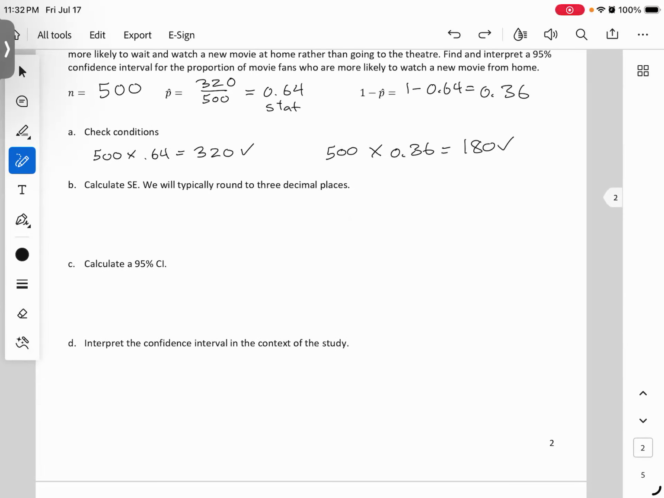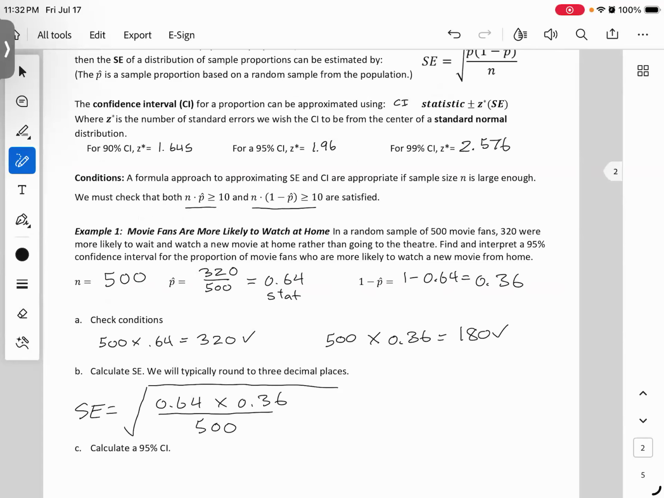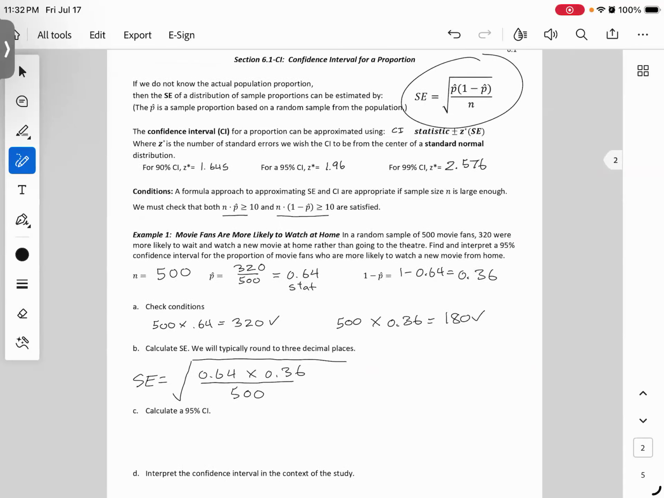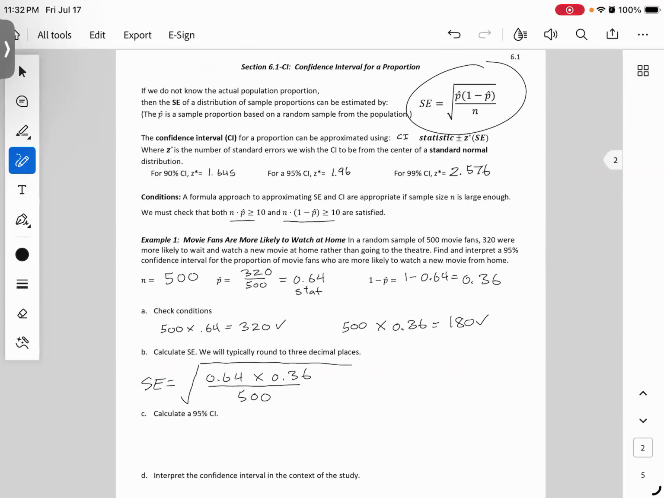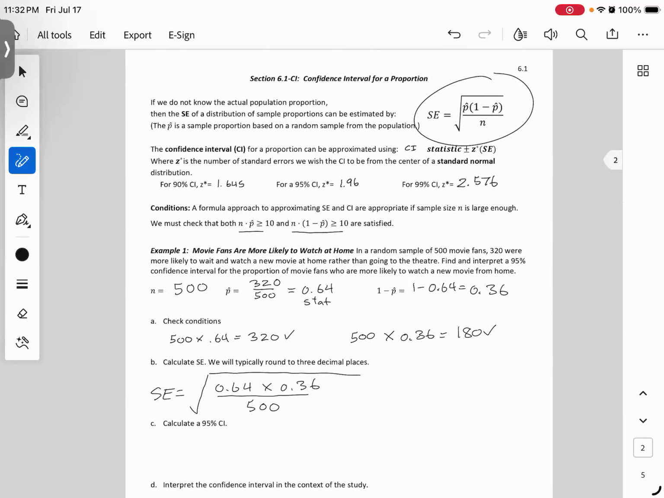Now, for the standard error, the formula's up there. And when you do get to the test, the formulas will be provided. It's not something that you have to be concerned about having on your reference sheet. You can if you'd like, but there it is, right? All I did was just do that, right? The square root of the proportion times the complement divided by the sample size, which was 500 people.